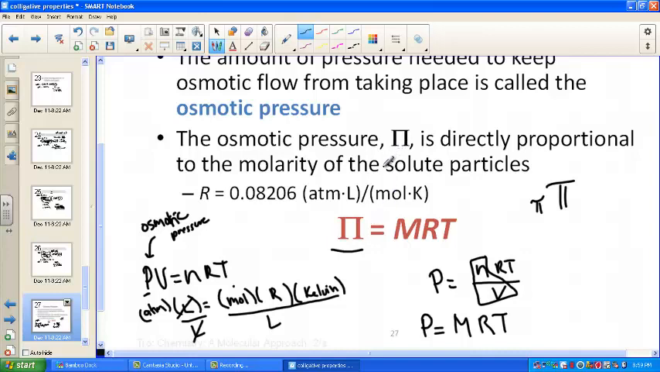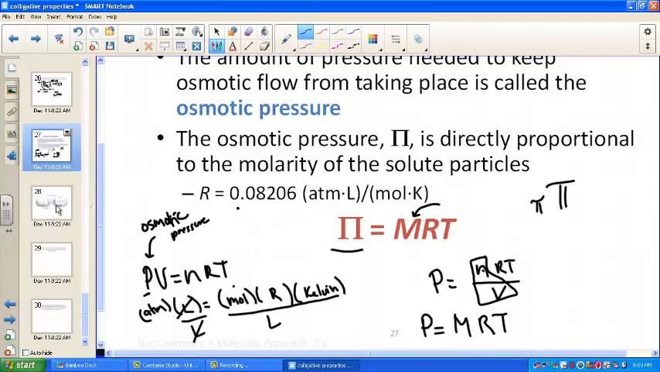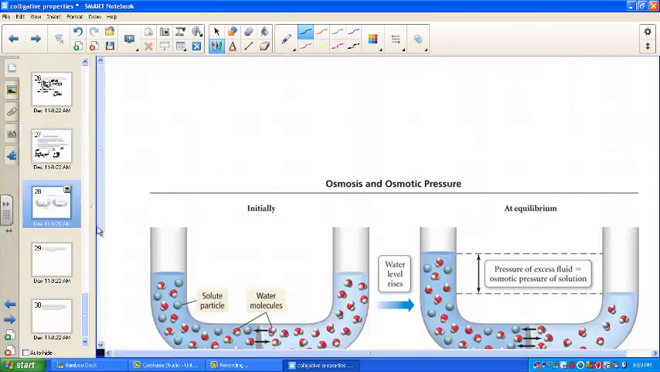Pi is directly proportional to the molarity of our solution. Notice, very important, osmotic pressure, not molality, but molarity, moles per liter. If you can remember PV=nRT, you can remember osmotic pressure problems using the ideal gas constant R of 0.082. Well, I memorized it as 0.0821.